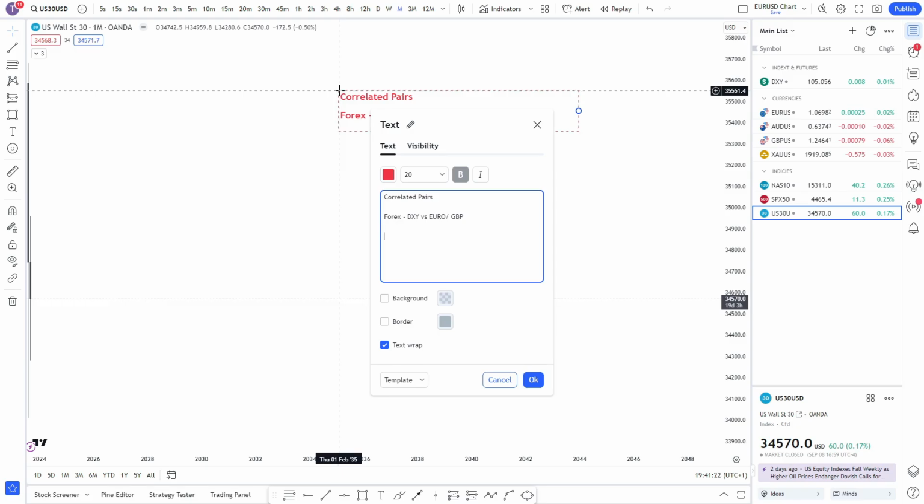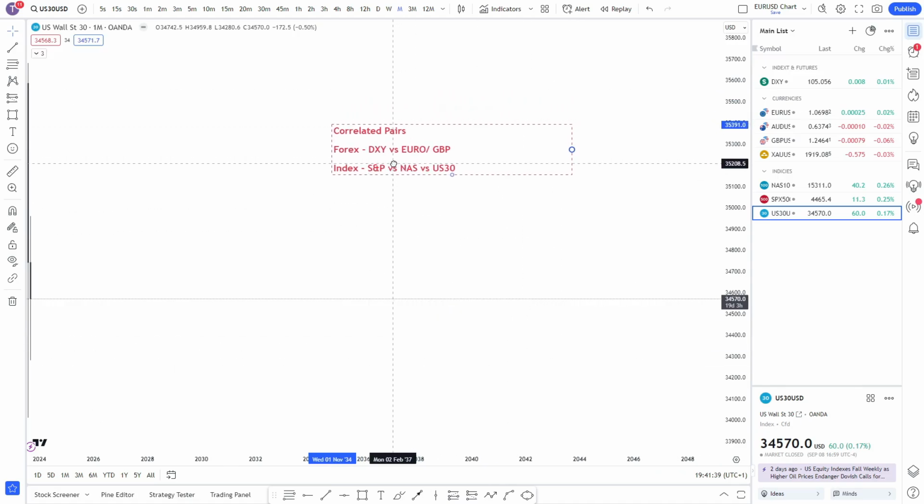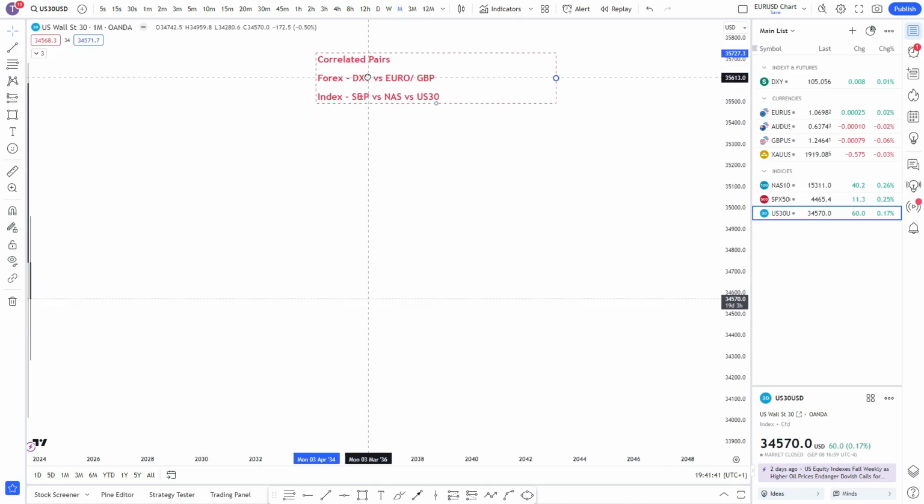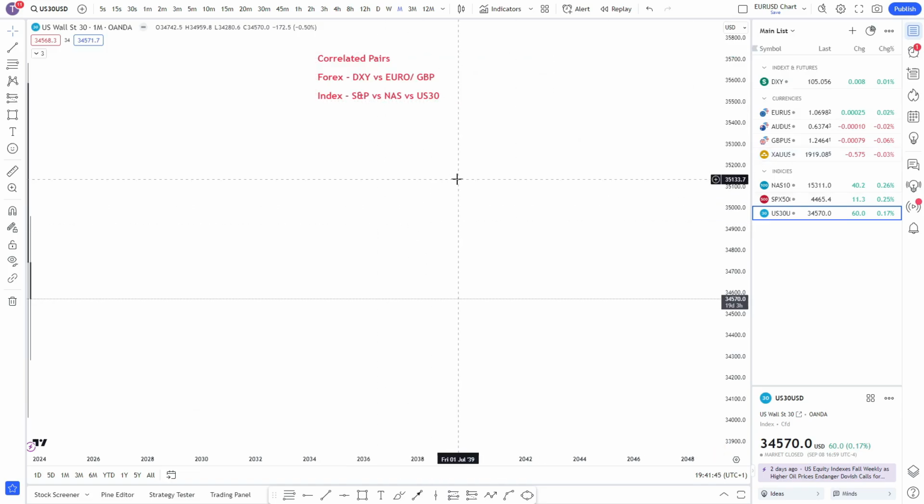With index, what we're going to be focusing on is S&P versus NAS versus US 30. These here are the correlated pairs which we're going to essentially focus on. And what I'm going to do is draw out a couple of scenarios which is going to help you understand which is the higher probable setup.